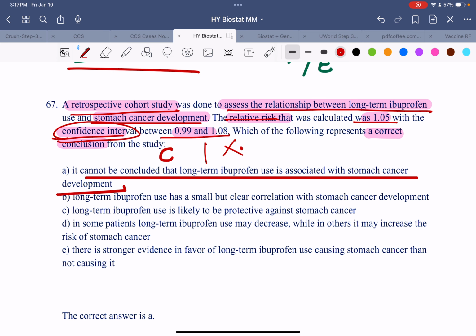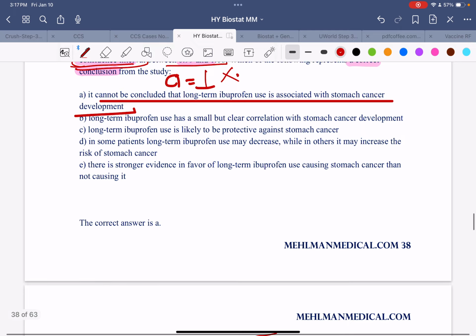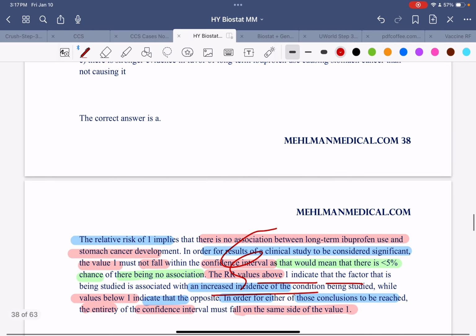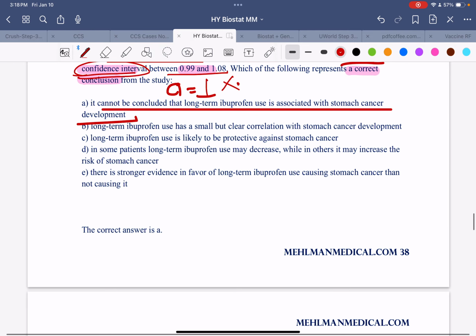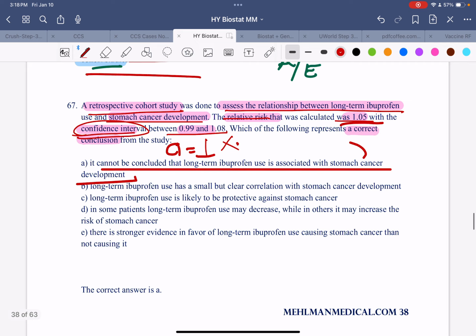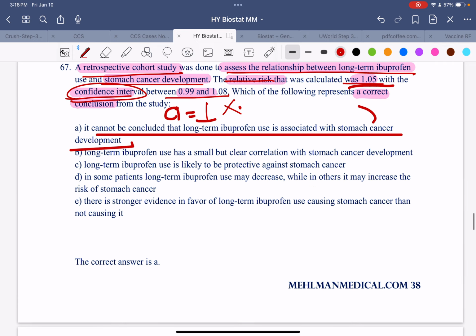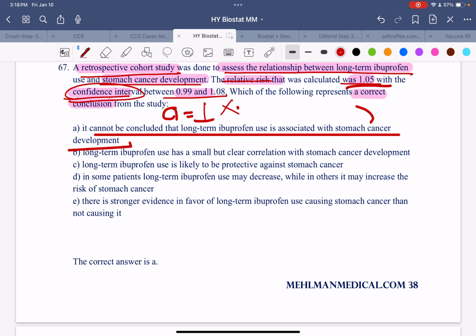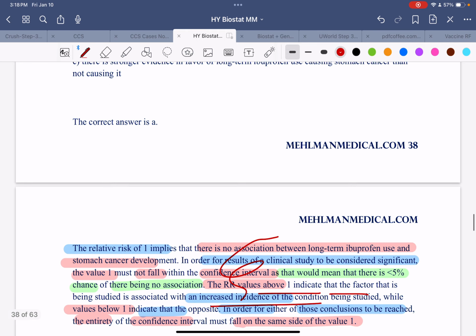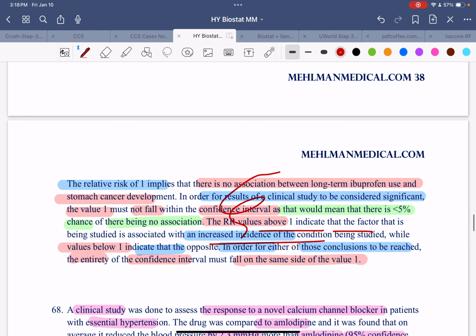development. Why? Because the confidence interval has the value of 1 and the relative risk is also basically equal to 1. If it was greater than 1 and the confidence interval did not have the value of 1, then we would say that it is strongly associated and it is an increased risk factor. If it was less than 1 and confidence interval did not have the value of 1, then we will say that it is associated with decreased risk. So no association between long-term ibuprofen use and stomach cancer.